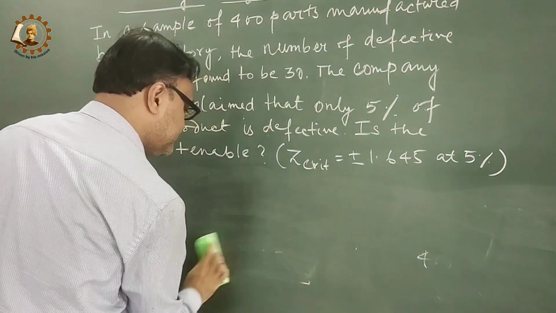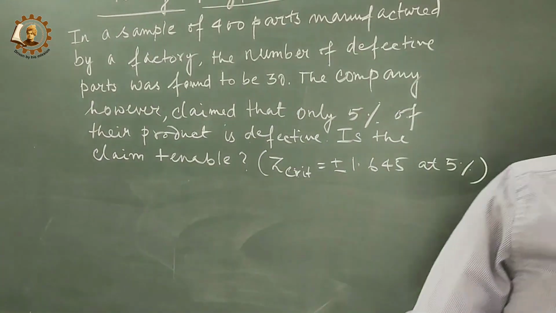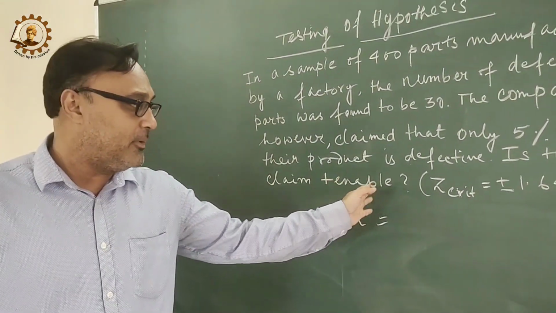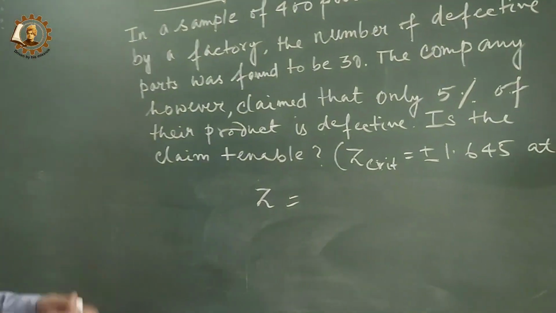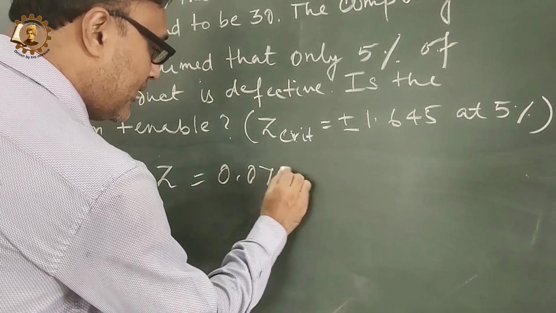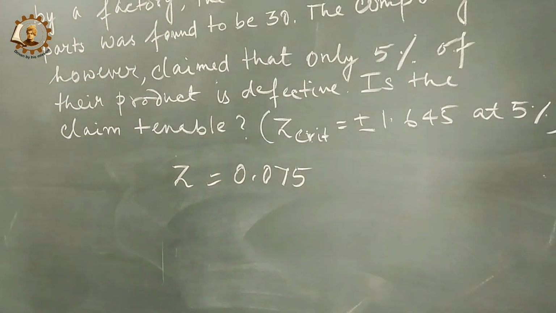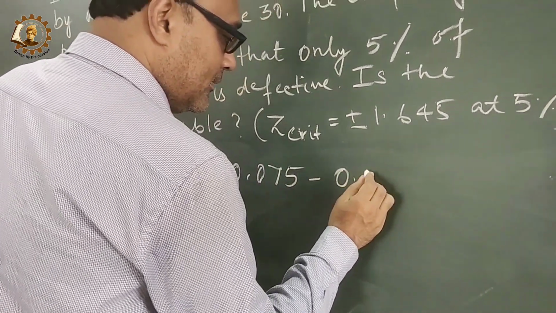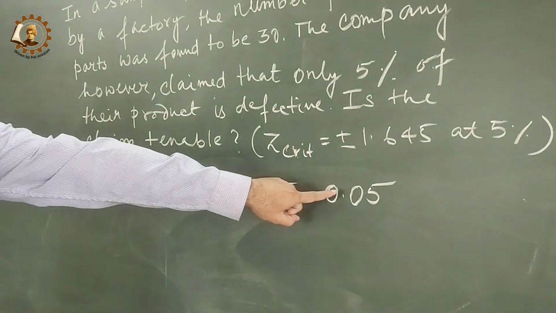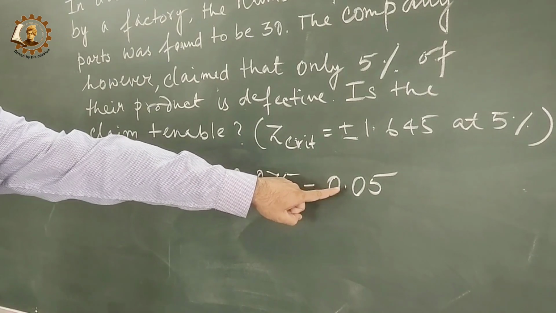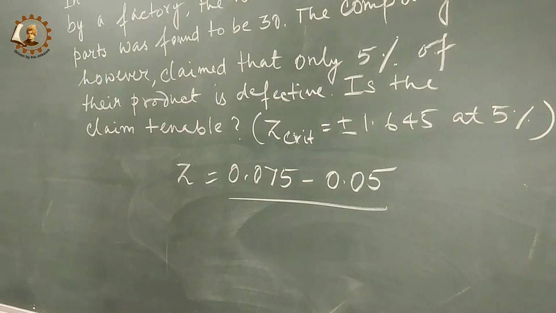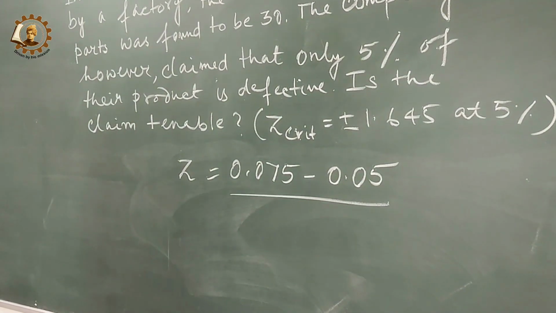Come to the Z. Okay, what is Z? So as per the definition of Z, in the previous part we have seen that Z is equal to observed value, and observed value is 0.075. This is the observed value, that is the sample proportion, minus 0.05. This is the expected value because we have assumed that this will be the value, right? So this is my expected value, and finally we are getting the standard error over here. What is the standard error? The standard error was 0.0109.